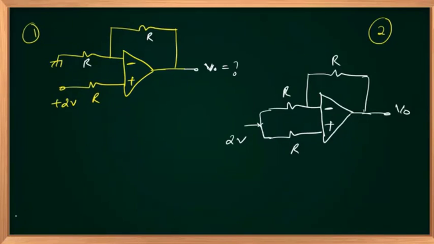Is there any current into the op-amp? No. Infinite impedance. Current flowing through R is 0. Voltage drop across R is 0 volts. So how much will appear at V plus? 2 volts minus the drop, that is 0 volts. So 2 volts will appear at your V plus.